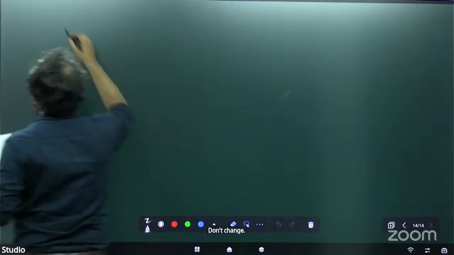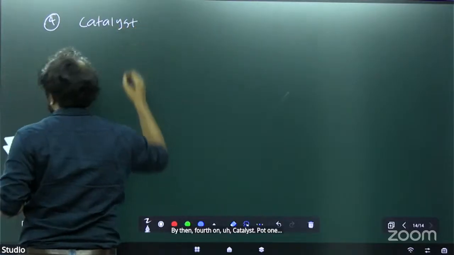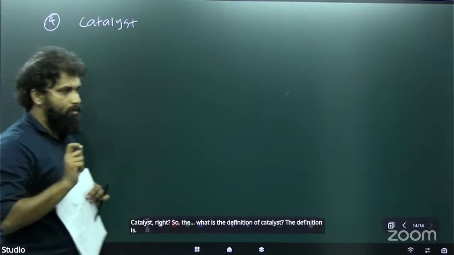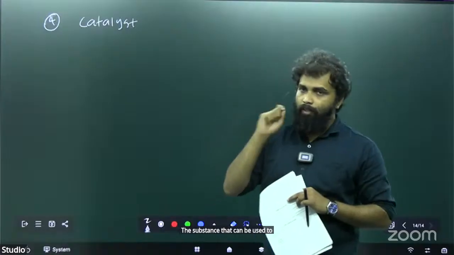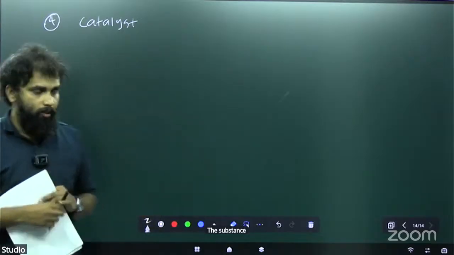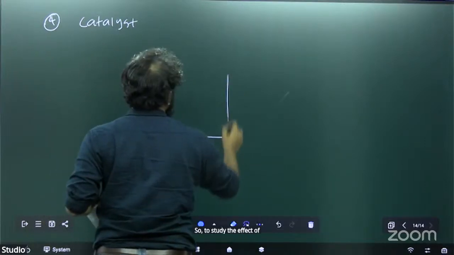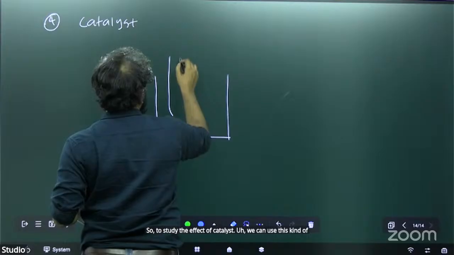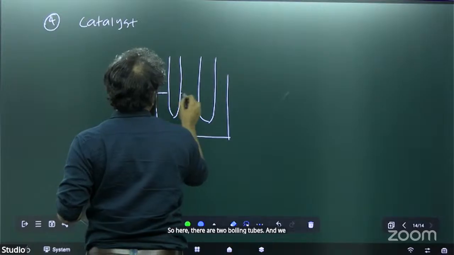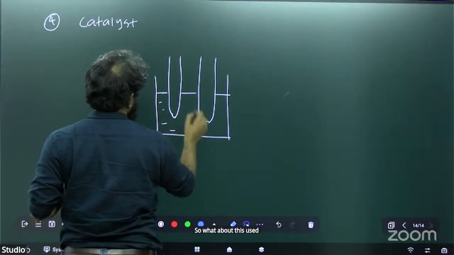Right, then the fourth one, catalyst. So what is the definition of catalyst? The substance that can be used to increase the rate of reaction is known as a catalyst. To study the effect of catalyst, we can use this kind of experimental setup. Here there are two boiling tubes and we have to use a water bath. In each experiment, why do we use the water bath? The water bath is used to maintain the constant temperature, right?